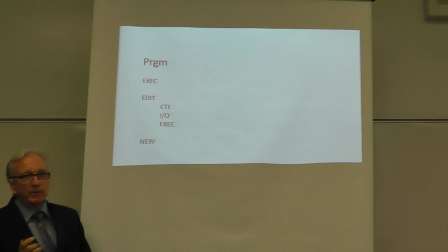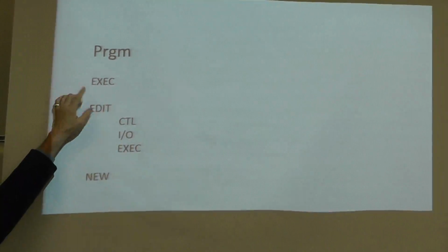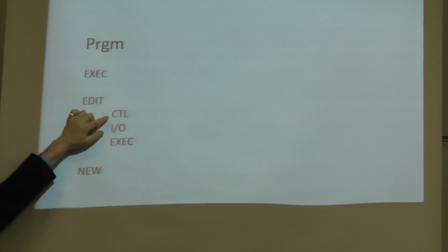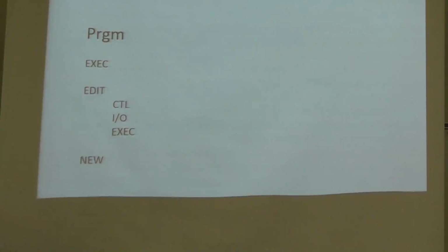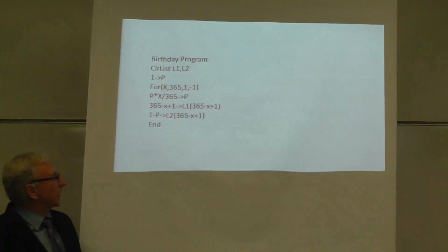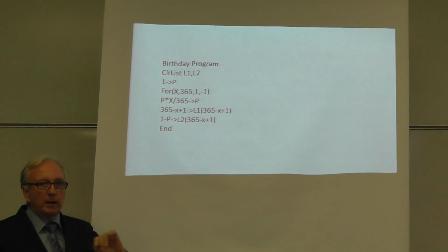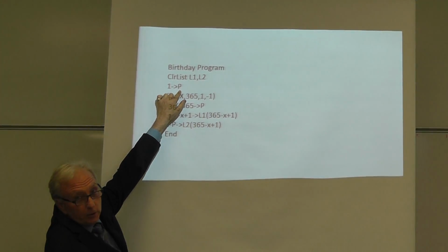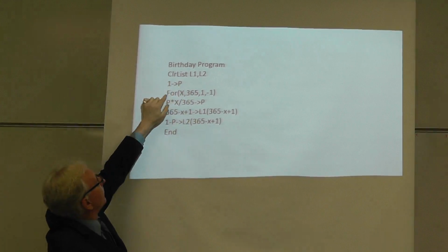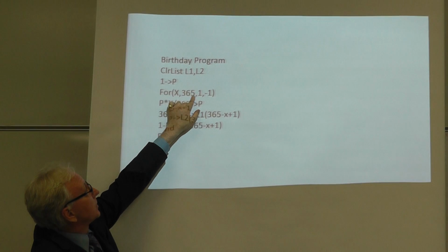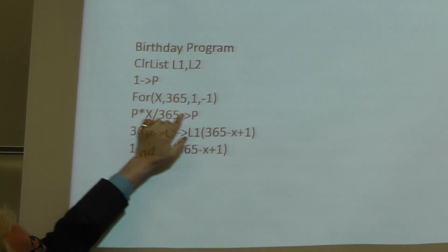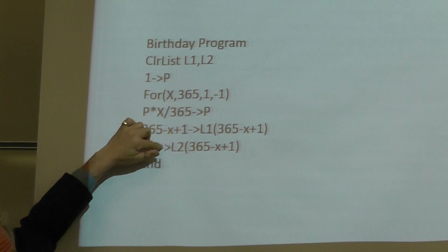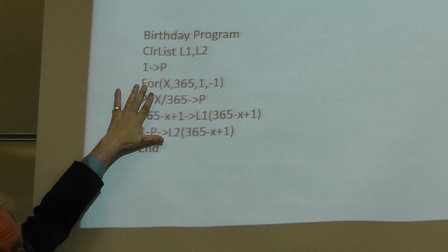Now, to program in the TI83/TI84, which is a fantastic calculator, we're going to use these directories: program, execute, edit, control, input, output, exec, and new. So you can locate those on your calculator. But let's first go over the program. You're going to clear out list 1 and 2, and you're going to store 1 into a P, which stands for probability. You're going to have a loop that's going to go from 365 to 1 down by 1 each time. So it's going to go 365, 364, 363, and so on and so on.